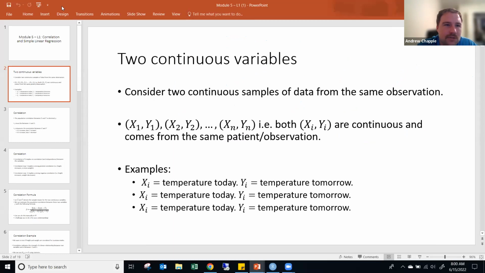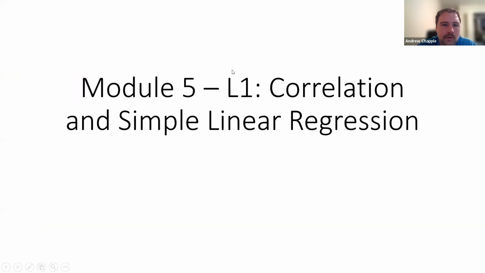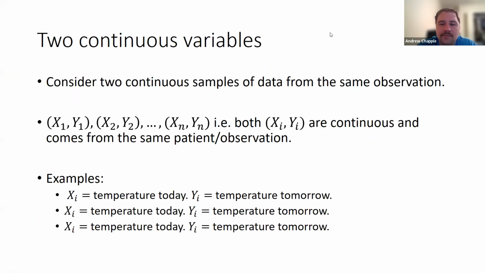So let's start with some notation. Consider two continuous samples of data from the same observation. In that example, I have a person's height and a person's weight. So me, I'm 5'11" and I weigh 220 pounds. That would be my data point. And everybody in this class would have a data point, and whoever is enrolled in the study would all have data points.